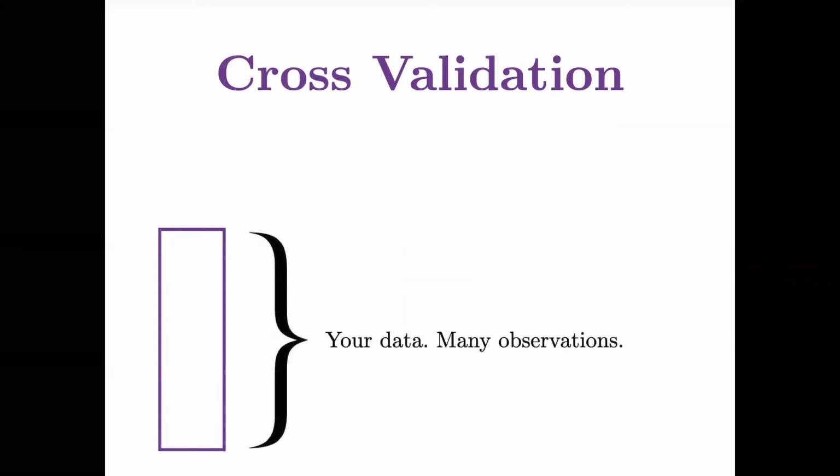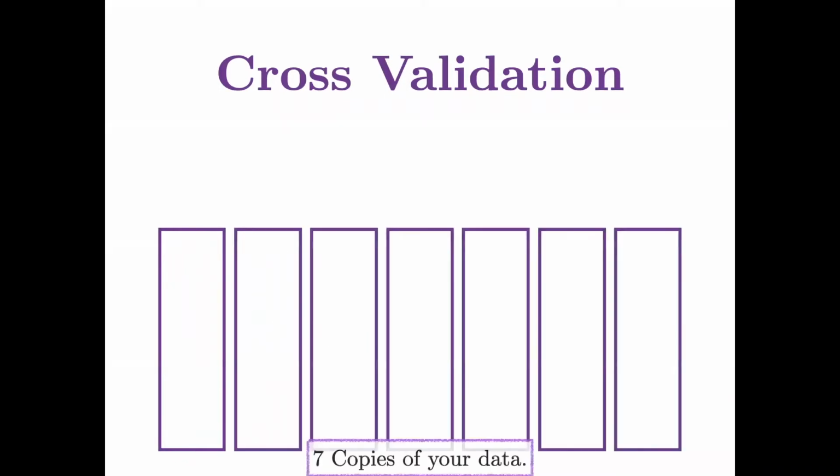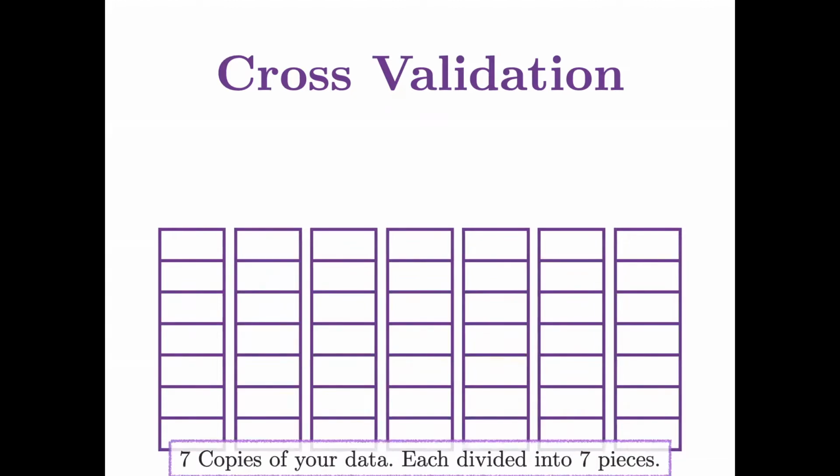You have many observations. Now, I'm going to make 7 copies of your data. This is not something I'm actually suggesting you do as a first step to cross-validation. It's only for the purposes of illustration. You don't actually have to hold 7 copies of your data. Now, I'm going to divide each of these 7 copies into 7 pieces.